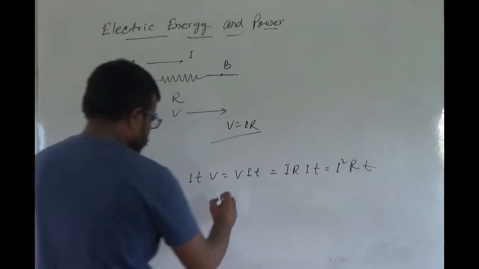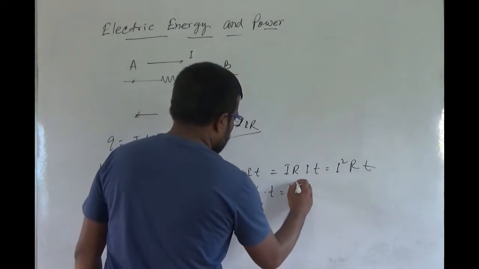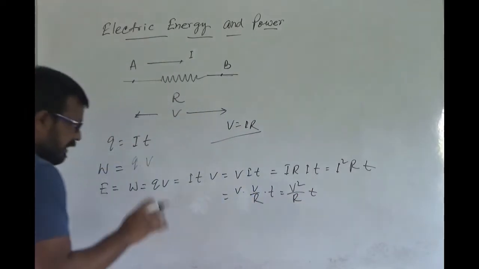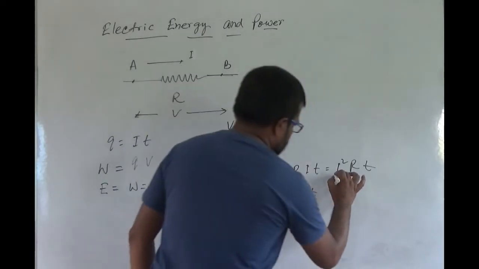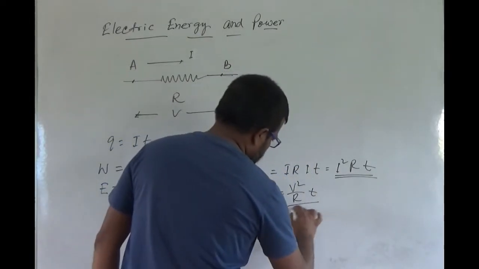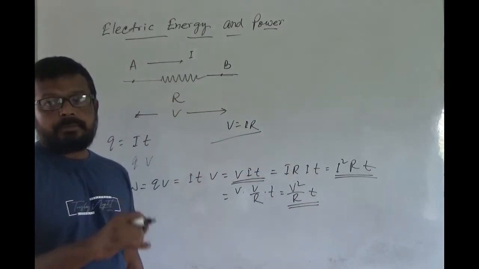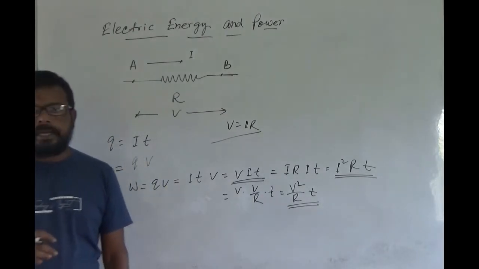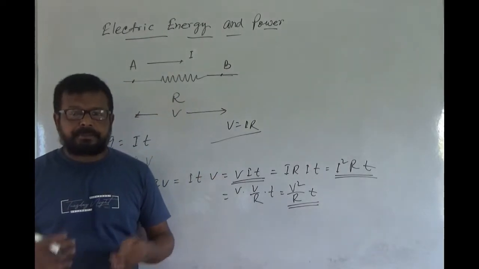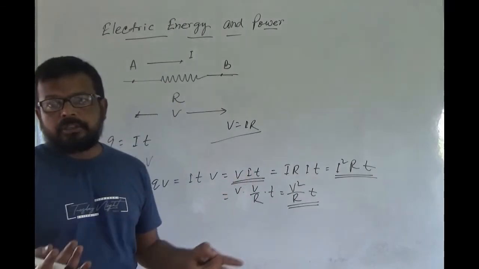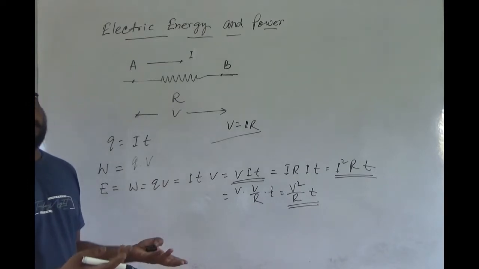You may also write V into V by R into T, or you may write V square by R into T. All these expressions, E equals VIT, E equals I square RT, E equals V square by R into T, are for the electric energy consumed by a device. Right? Now, for conductors or for bulbs, for heaters, for irons, this electric energy is converted into heat energy.